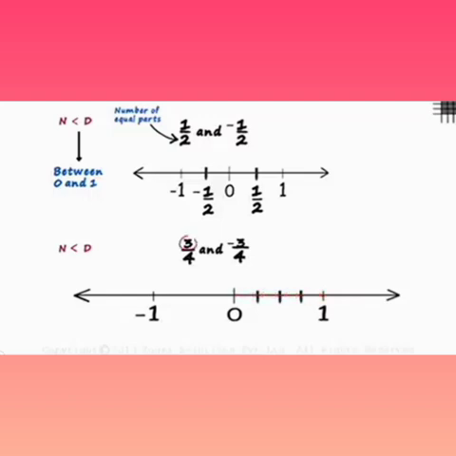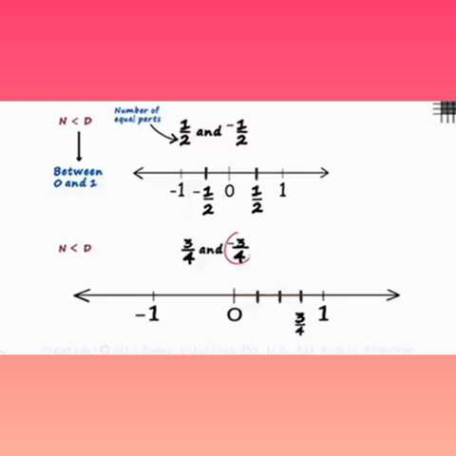Now we move to the numerator. The numerator tells us the number of parts from the number 0. Since the numerator is 3, we move 3 equal parts from 0. 1, 2 and 3. So we mark 3 by 4 here.